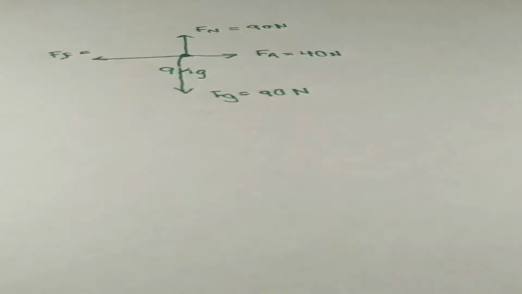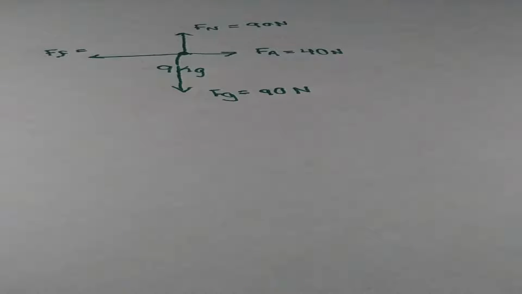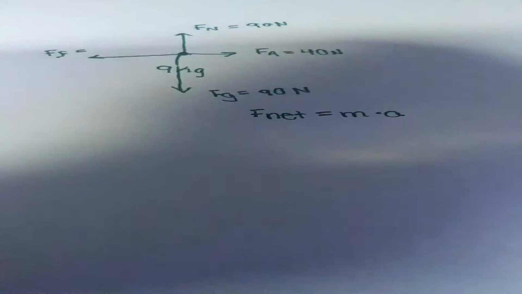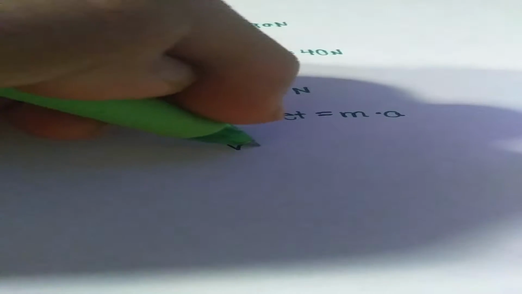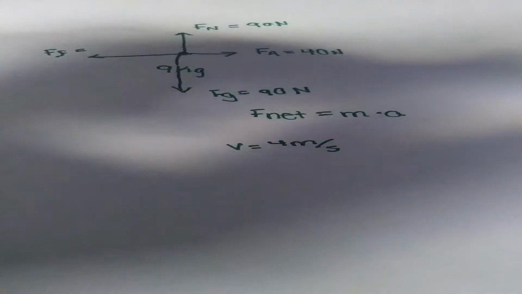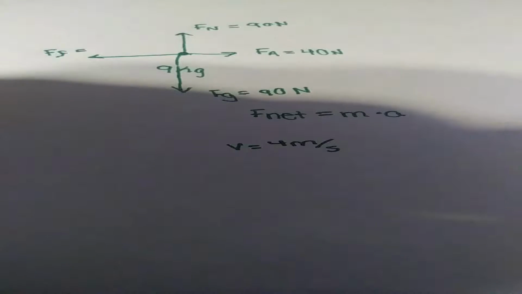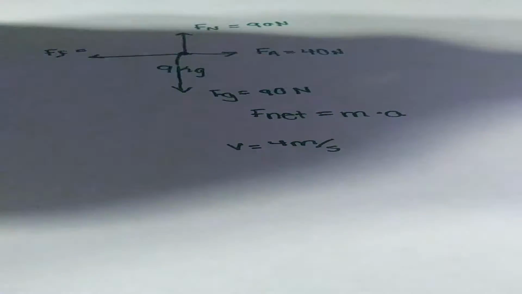Well, essentially, you need to figure out what the force of friction is, and in order to do this, you need to do F net is equal to mass times acceleration. I believe this is Newton's second law. We know that velocity is constant. We know it has a constant velocity of 4 meters a second. So off the bat, that means that acceleration is 0 because the velocity is always constant.